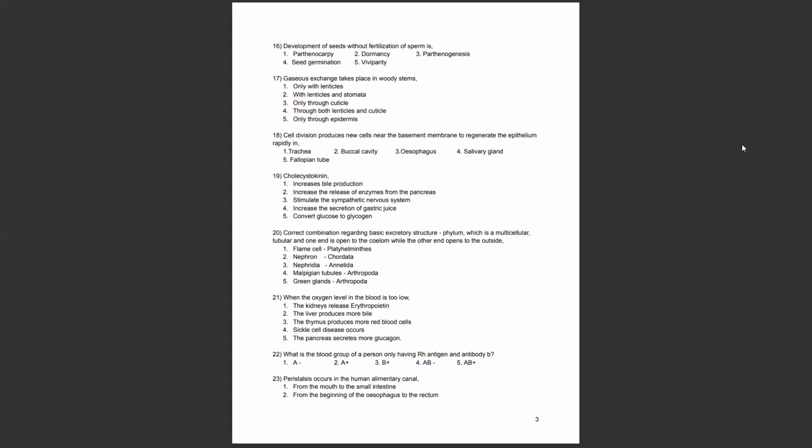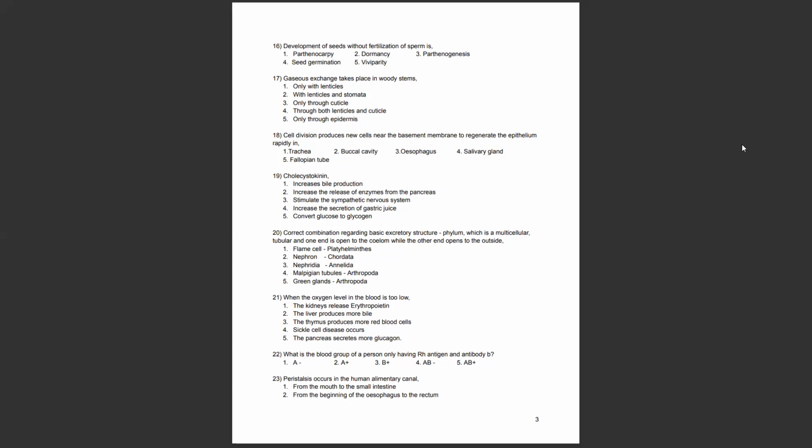So here it is antibody B, which means this person has antigen A. So it belongs to blood group A. Not B, it's blood group A. It should be the second answer.